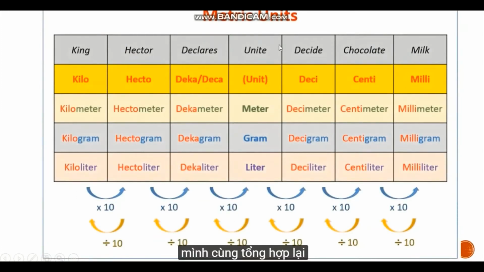So let's sum up. This is the metric units, with all the basic units that we learn in school: meters, grams, and liters. As we move to the right, it will be multiplying by 10, by 10, by 10, by 10. But as we move to the left, we'll be dividing by 10, by 10, by 10, by 10.